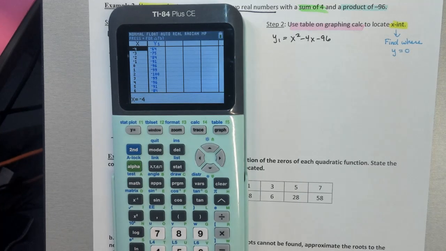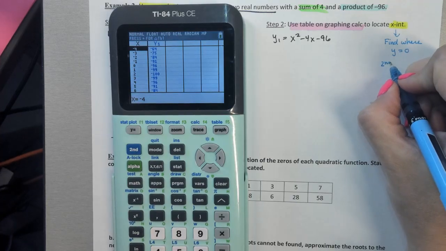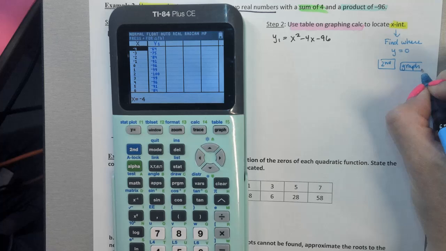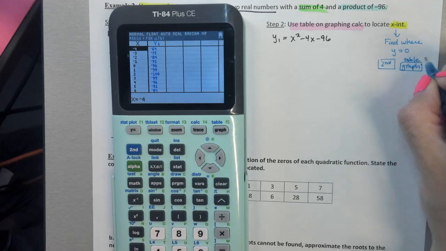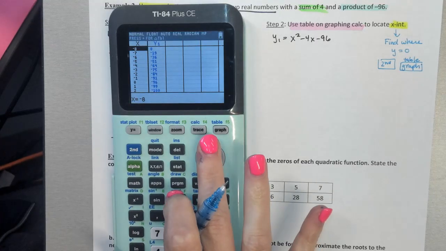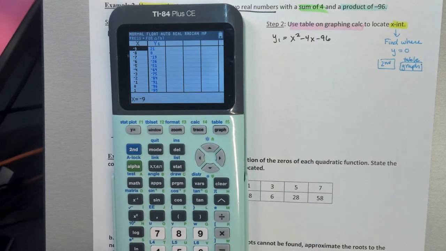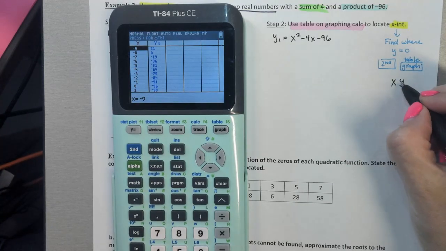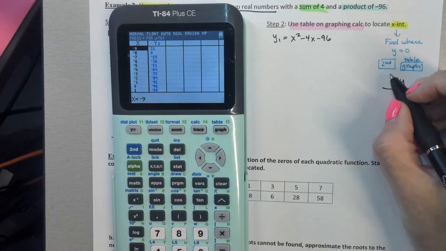Okay, and again, you're using that second button, the graph button, because above the graph it says table. Okay, so we can scroll in either direction. Oh, I found one. Okay, so for your notes, I'm going to draw out the table so you understand what you're trying to find.